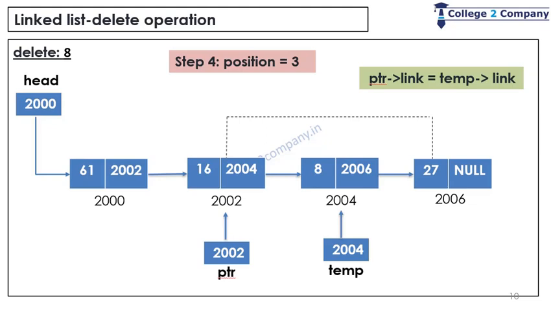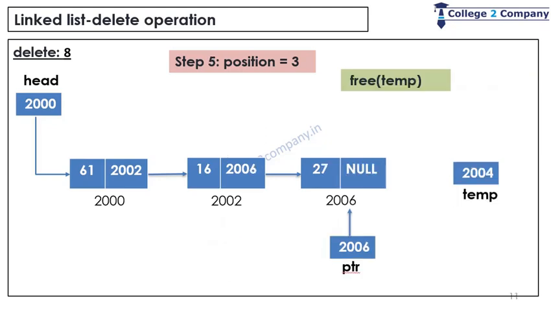We need to break the link between the second node and the fourth node, which is the third node's link. We need to delete the third node from the list. The simple code we use is: ptr's link is equal to temp's link. Currently ptr's link is 2004, the address of the third node. Instead of storing the third node's address, ptr's link will be updated with temp's link. Temp's link is the value 2006, which is the address of the last node. Now 2004 will be replaced with the value 2006 so that we can connect the second node directly to the last node. This is how we break the link of the third node from the list.